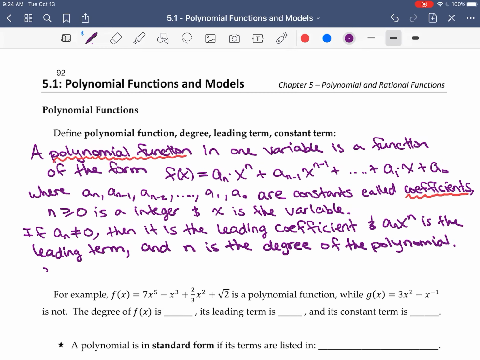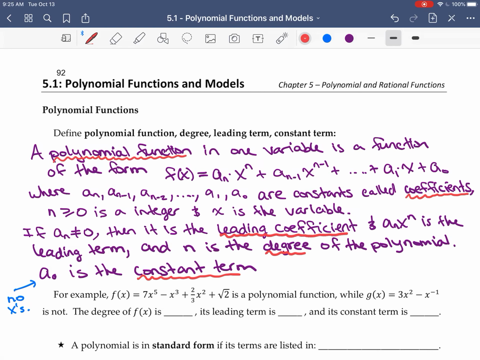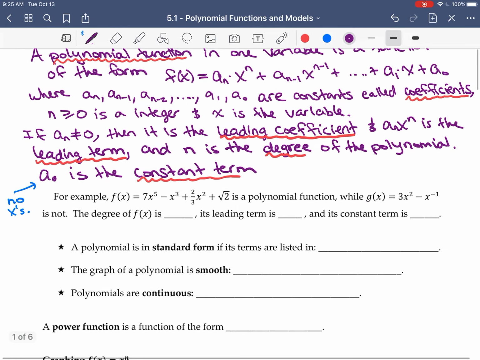Now the a0, no matter what it is, even if it's 0, is the constant term, because this is the term with no x's. It doesn't have any x's with it, so that's what we call the constant term. So those are some terminology. Let's look at an example.